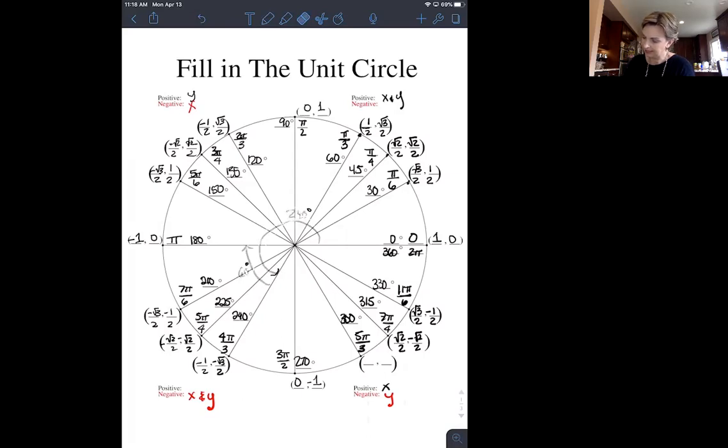Okay, and then the last angle on our unit circle, and we're done with our unit circle. The last one is going to be 300, right? 300 degrees also has a reference angle of 60. So that means we're going to use those same coordinates, 1/2 and the square root of 3 over 2. Only in quadrant 4, the y is negative, right? So 1/2 and negative square root of 3 over 2.